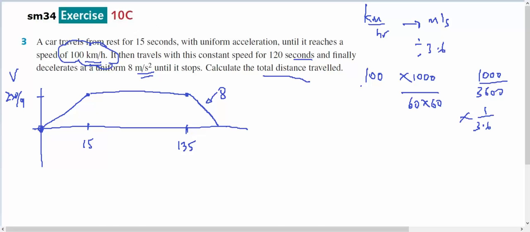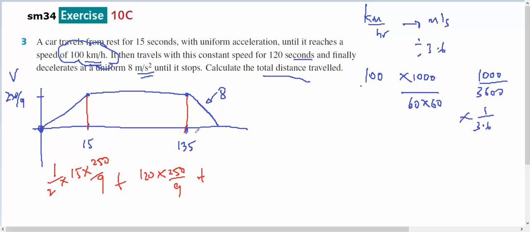So what is the total distance travelled? It's going to be this one, which will be 1/2 times 15 times 250 on 9, plus this one, which will be 120 times 250 on 9, plus this one.